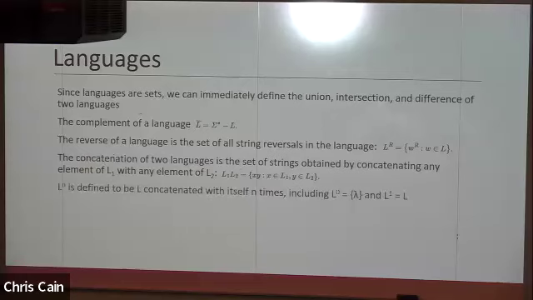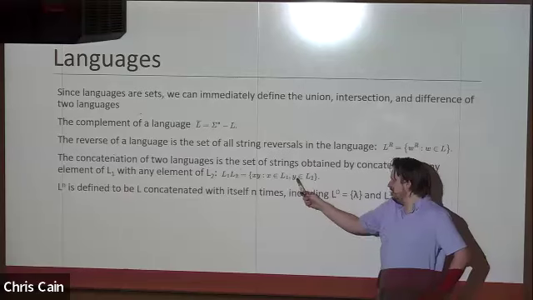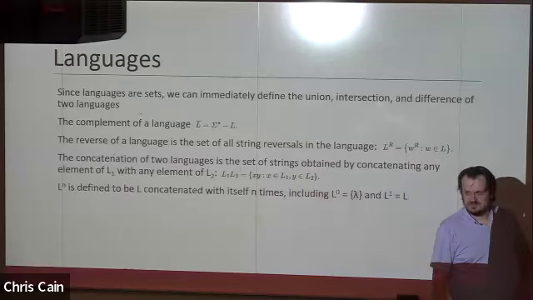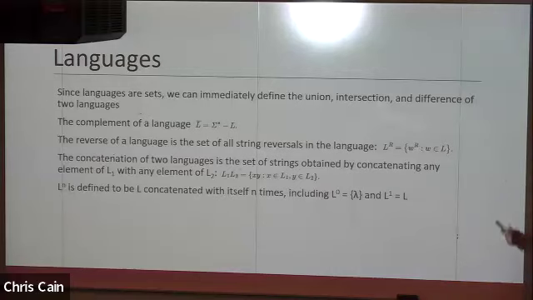And then L to the n is a language concatenated with itself n times. Any language raised to the 0 power is the set that contains the empty string, and that's it. L to the 1 is defined to be itself. L squared would be, looking back up here, like L1L2, except it's LL. X would come from L, Y would come from L. L cubed is LLL: X, Y, Z such that X comes from L, Y comes from L, and Z comes from L.